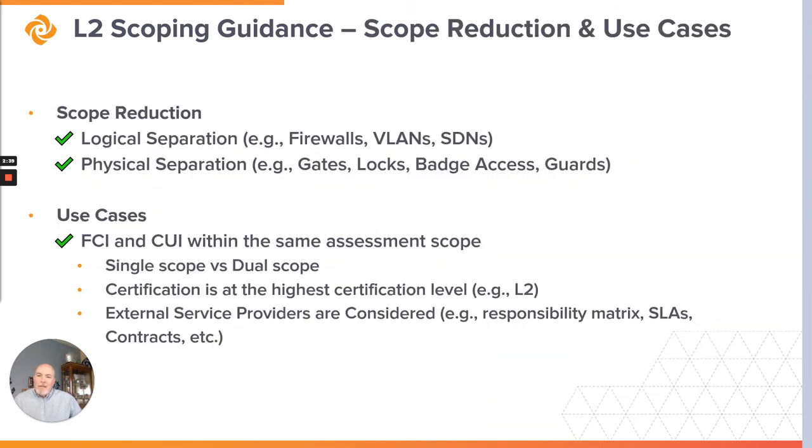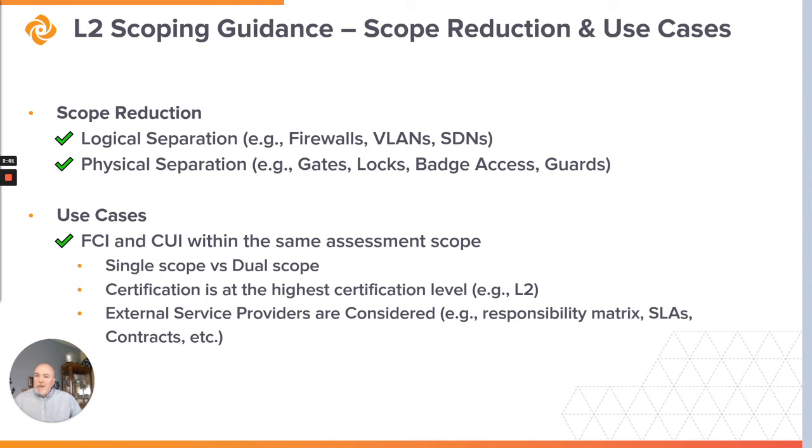The nice thing about the guide is that it provides a way for you to reduce the scope of your assessment, utilizing separation or architectural techniques, both physical and logical. Logical separation utilizes software configuration to prevent data flowing from an authorized asset to one that is not authorized. Some examples are on the screen, like firewalls and VLANs. Now, physical separation is when an authorized and a non-authorized asset are not connected or able to connect either via a wired connection or a wireless one. Examples for physical separation could include gates, locks, badge access, physical guards, etc.